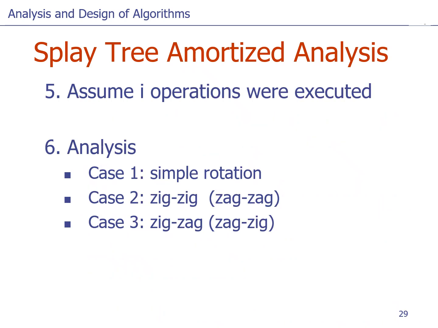Next, we will assume that I operations were executed. We're not going to make any assumptions about what those I operations are and whether they were fast or slow in the 3 operations we are considering. And we're going to do the analysis for the 3 cases: a simple rotation at the root, a zigzag or zag-zag in one case, and a zigzag or zag-zag in another case. So let's start the analysis.